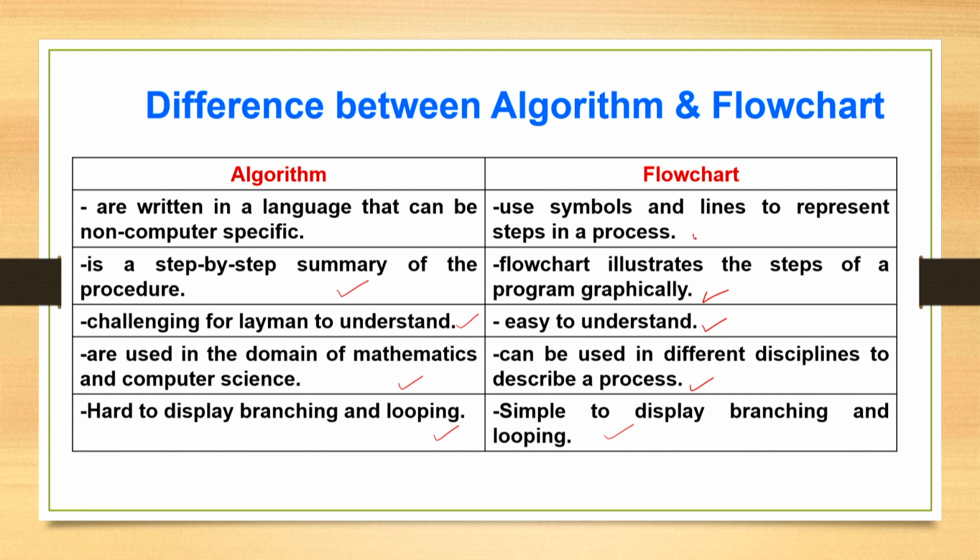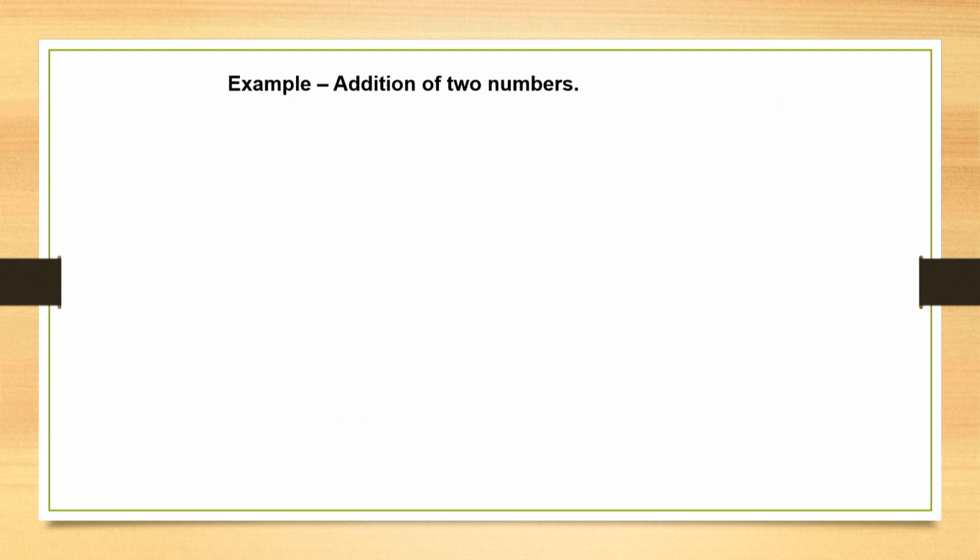A flow chart uses symbols and lines to represent steps in a process, whereas an algorithm is written in language that can be non-computer specific. So, these are the differences between the algorithm and flow chart. Let us draw a flow chart for addition of two numbers.